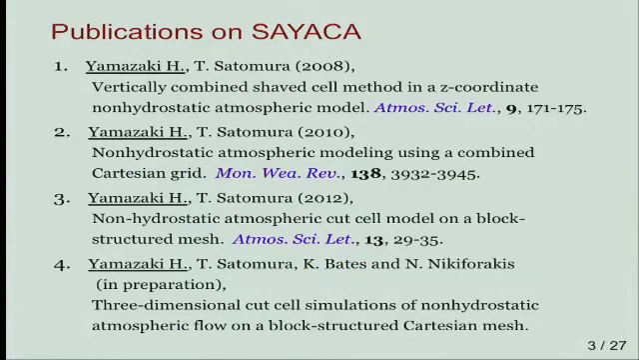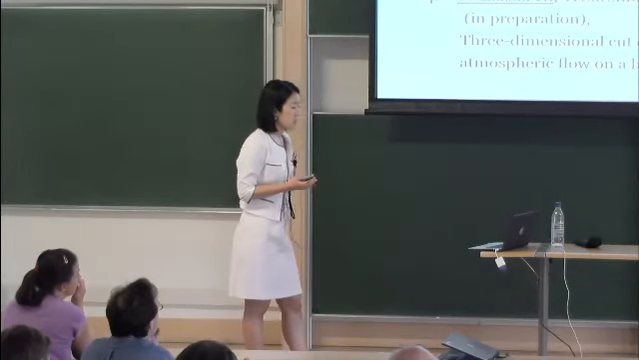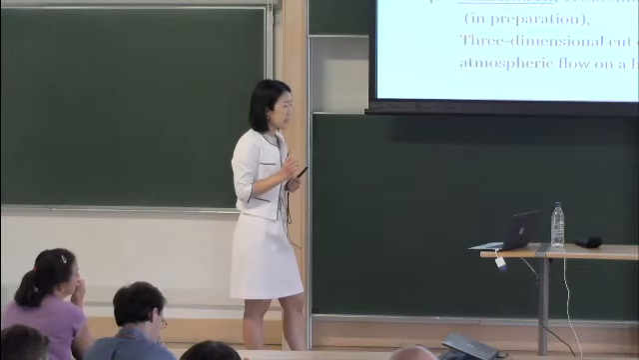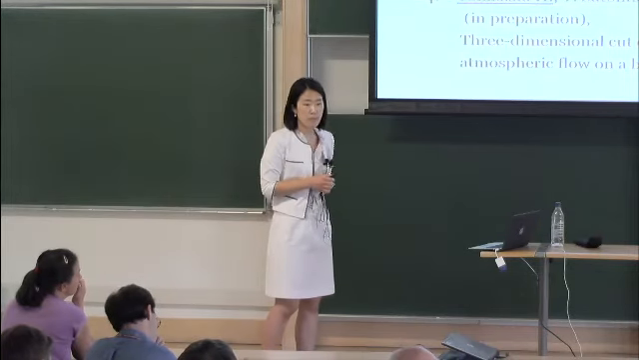Here are the current publications of my model for your reference. The name of the model, Sayaka, has no particular meaning, basically. It's just a popular Japanese girl's name. This model is currently a regional and dry model with no water vapor. So all of these papers discussed the dynamical core of the model, which is designed to precisely capture the dynamics generated by steep and complex topography.